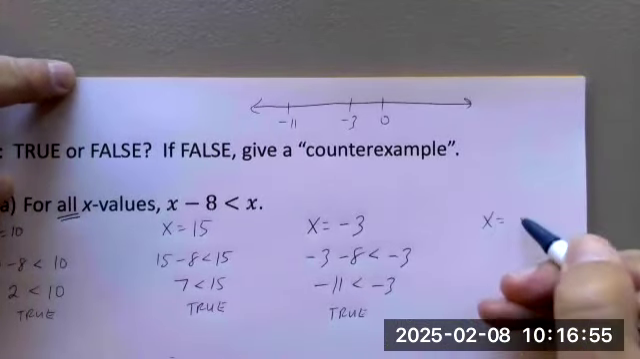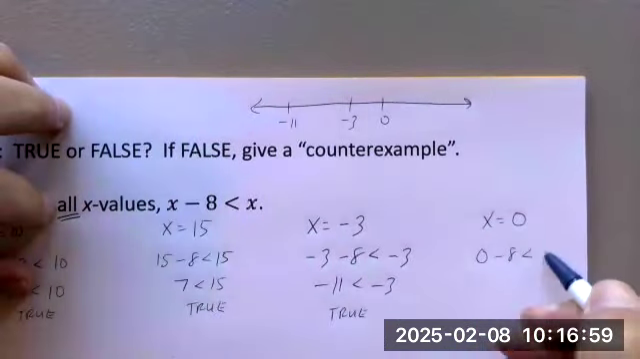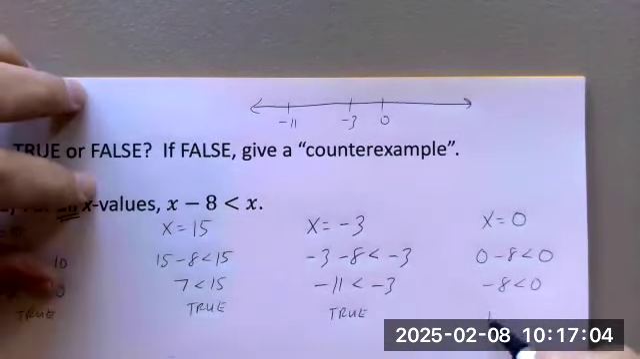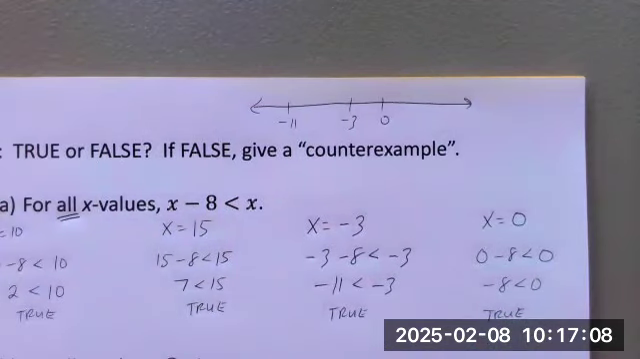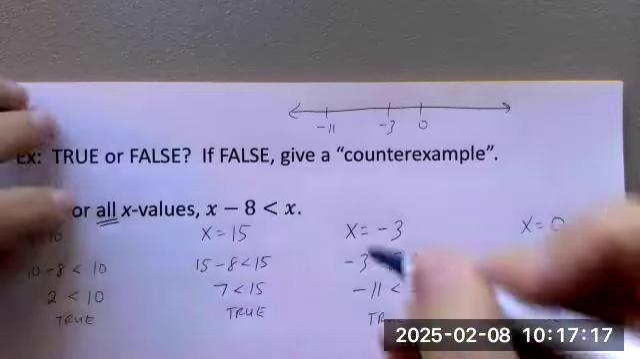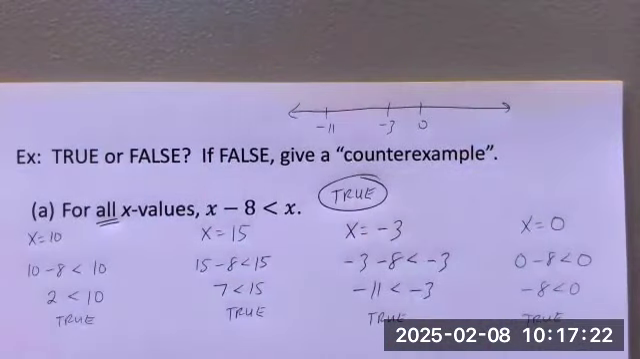I think I said maybe try 0. I put 0 there. That would be -8 less than 0. That's also true on the number line. -8 is to the left of 0 on the number line. So, I mean, it seems like it's going to be true. If you're not convinced, try some more. I believe that the evidence is making us lean towards true here. Okay.